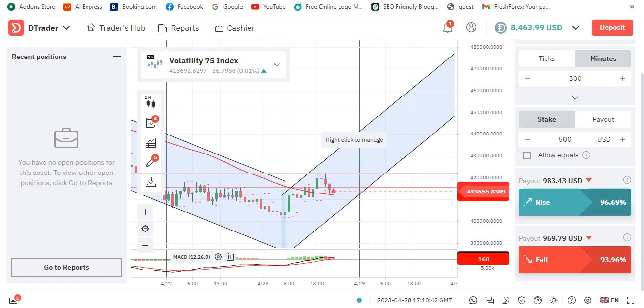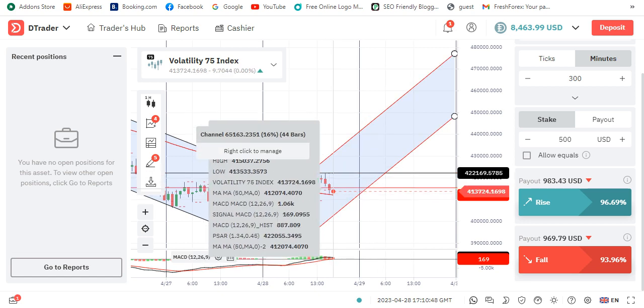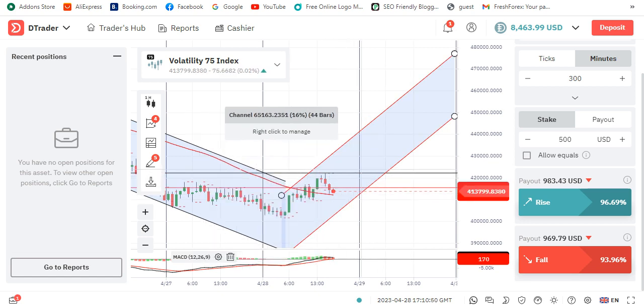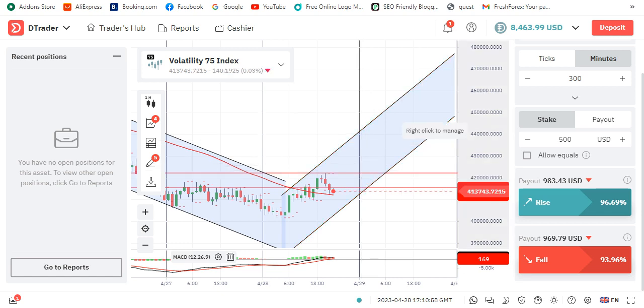to this level, you can see that red line. From here, if this candle comes back and pierces above this line, then enter buy, which is a rise.